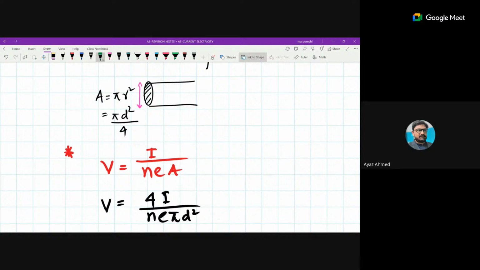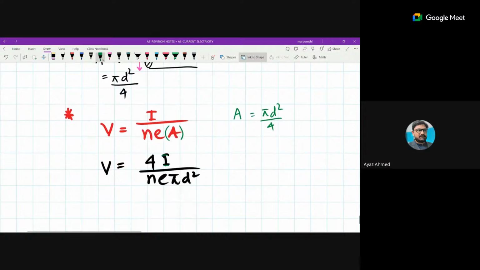Yani, what did I do? Simply, instead of area, I put pi D squared divided by 4, and if I put pi D squared divided by 4 here, 4 will be shifted to the numerator, and the remaining quantity will be n e into pi D squared. Is this all clear? Yes.